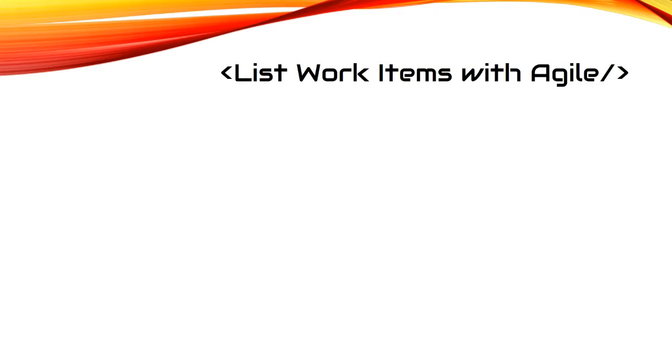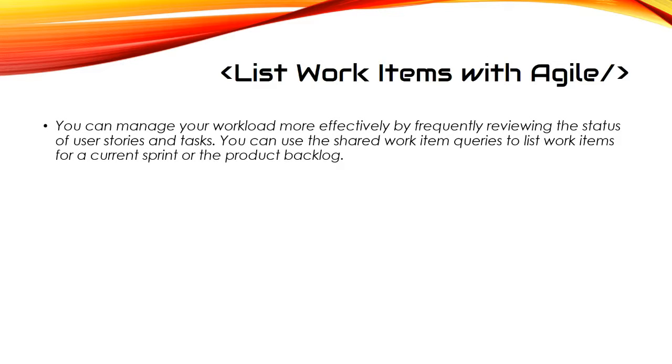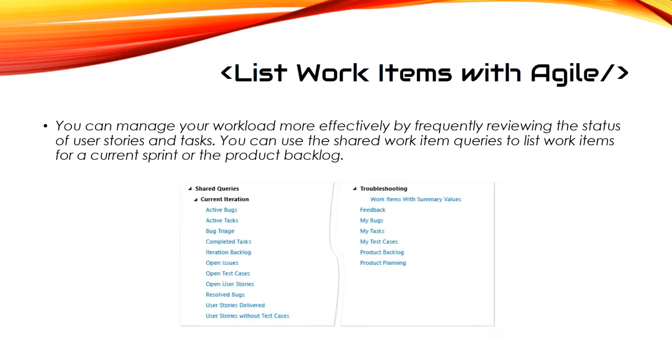List work items with Agile. You can manage your workload more effectively by frequently reviewing the status of user stories and tasks. You can work with shared work item queries to list work items for current sprint or the product backlog. So you see you got a lot more shared queries here than you do with Scrum, and you get some troubleshooting queries as well.